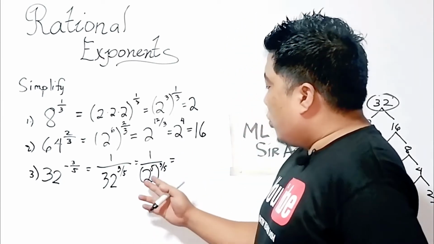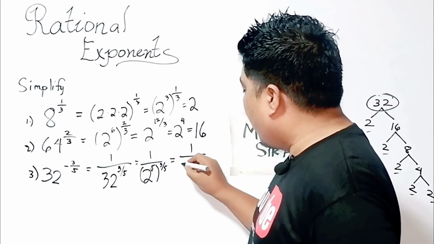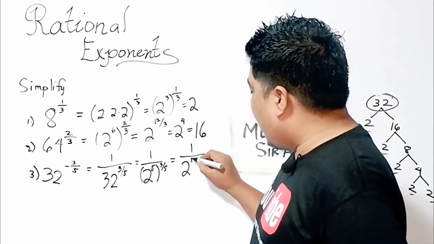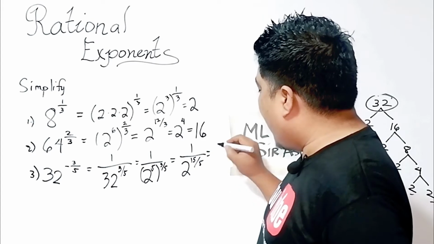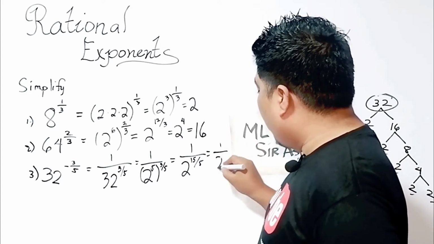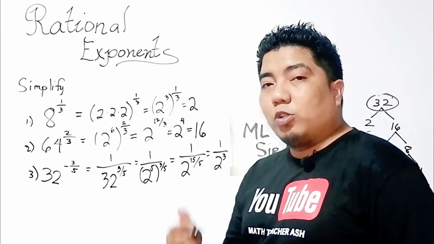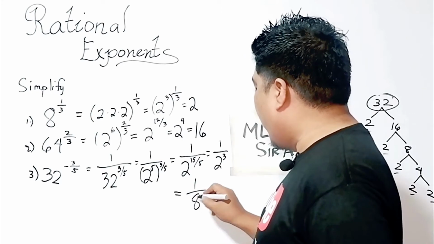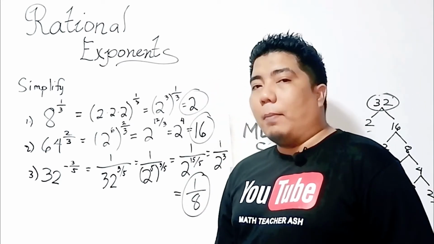Now, in this case, we'll just simplify this using the power rule. So that will give you 1/2, 5 times 3/5. That will give you 15/5. And your final answer will be 1/2 to the power of 3. However, 2 cubed can still be simplified. So 2 times 2 times 2. And that will give you 1/8. So this is your final answer for your 3 problems.